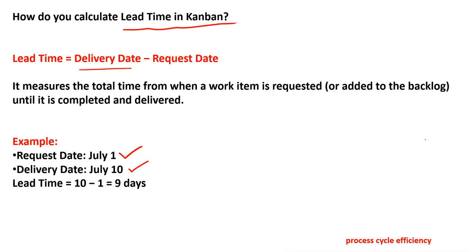I hope all these terms are clear to you. But again, keep in mind, if you see the words average, work in process, lead time, cycle time, all these questions are related to Kanban. Next, we will also work on the meaning of process cycle efficiency.